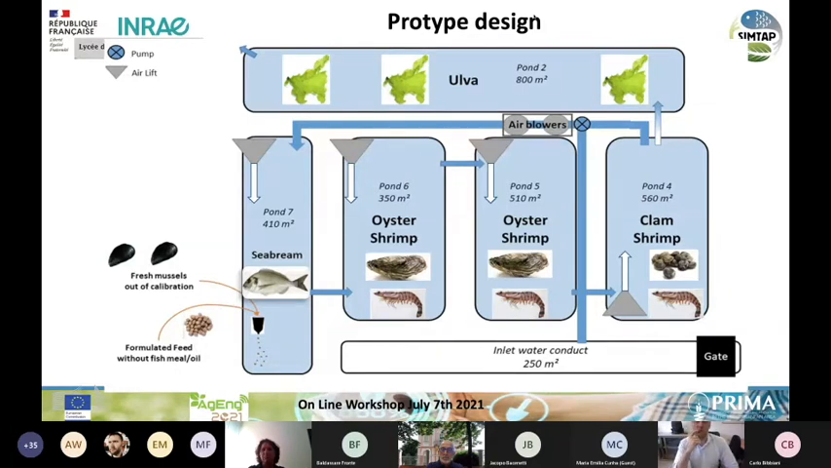Water inflow was only used at high tide to renew a small part of the water, and the water in surplus was sent to the ulva pond.